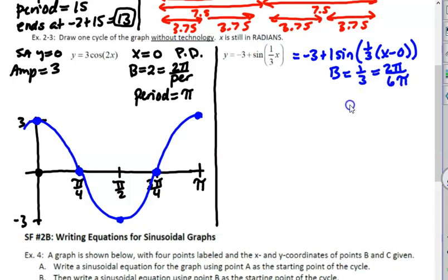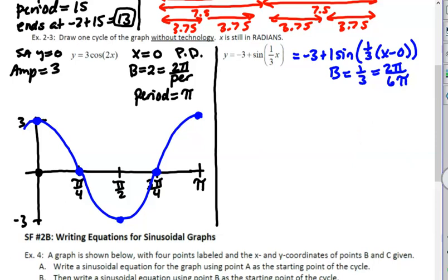Another way we could do this, I'm just going to write this and then erase it. I could say if b is 1/3 and that equals 2 pi divided by the period, I could just call the period p, and then I could say p times 1 is 3 times 2 pi, just solving the ratio, and I would get that the period is 6 pi.